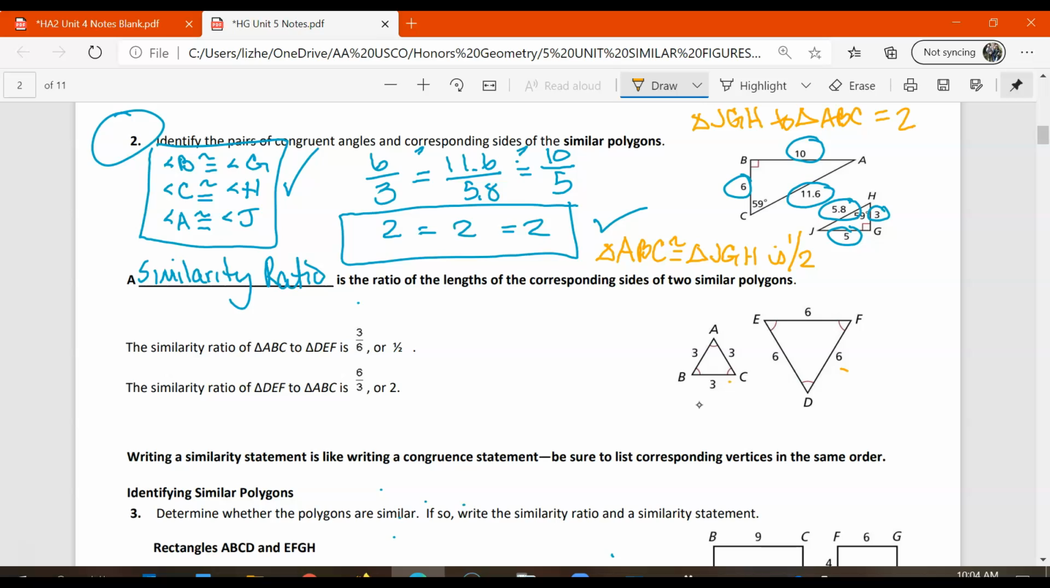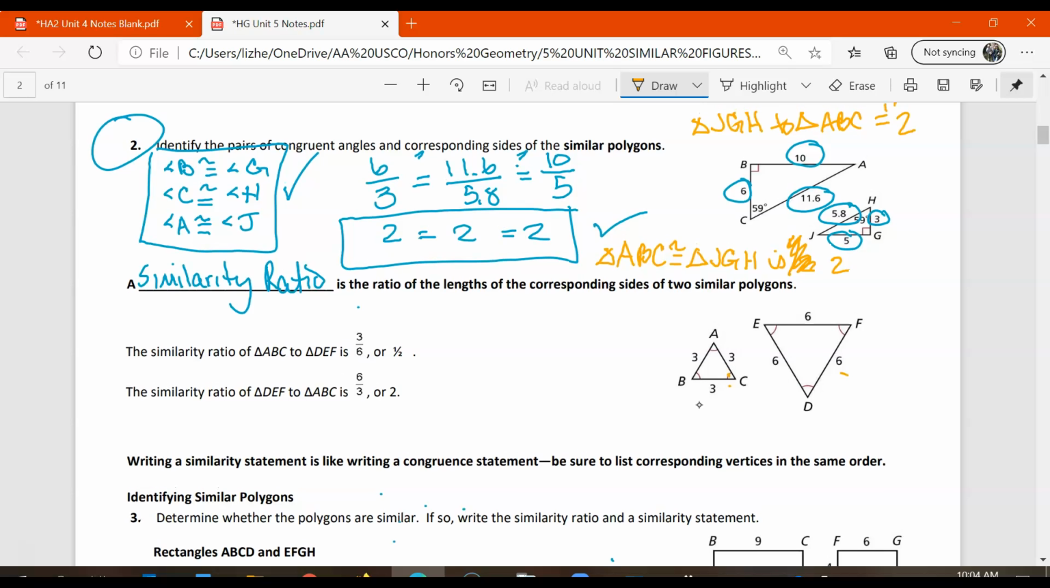So this one, the similarity ratio of small to big, well, they did it the other way, so I guess we'll stick with it the other way, is 2. This is 1/2. Okay, so if I start small and I go to big, I have 1/2 as my similarity ratio. If I go the other way, big to small, I have 2. So that's the ratio. When it says, what is a similarity ratio? It is saying, what is the ratio of the sides?